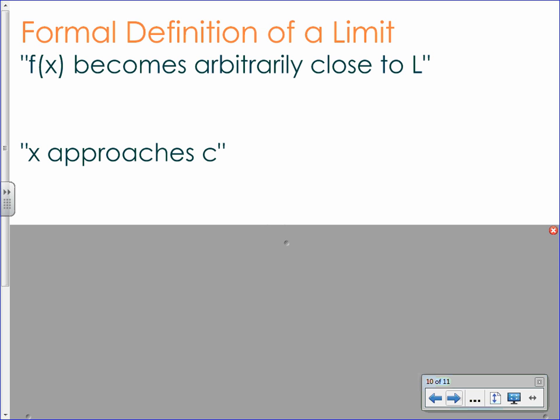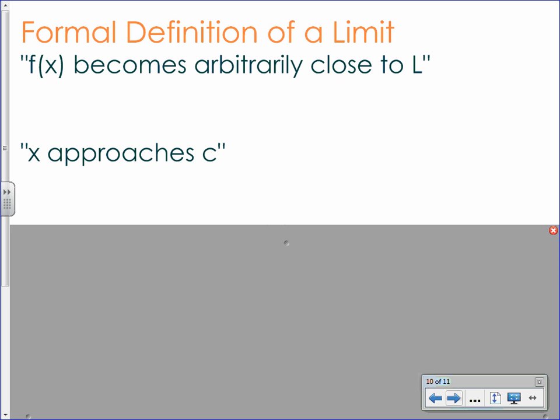Okay, if you major in math, you will take theoretical mathematics. Now, if you are an engineer, you're gonna stick more with the computational math, but you'll have some theoretical classes like physics. Anyway, so the formal definition of a limit.